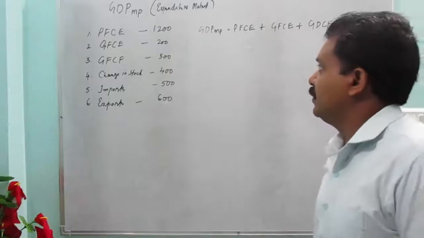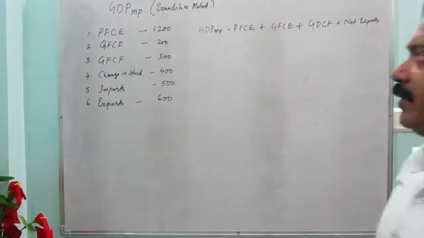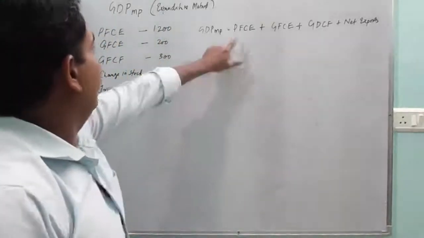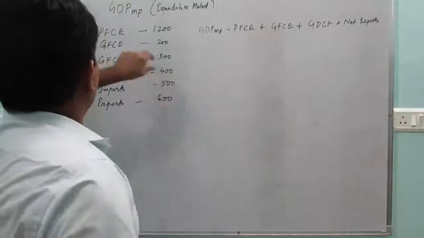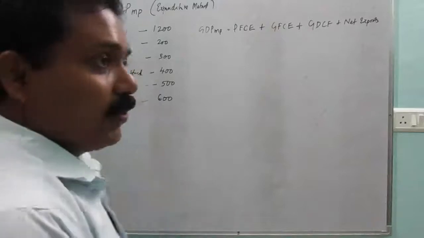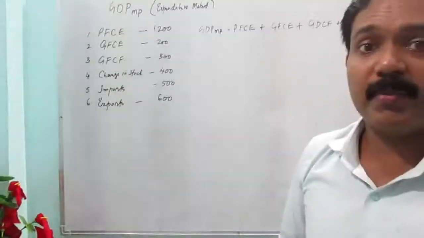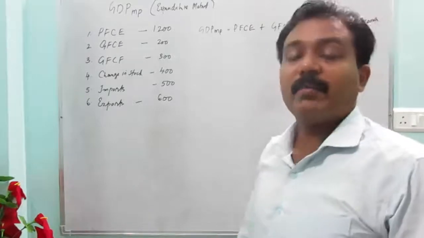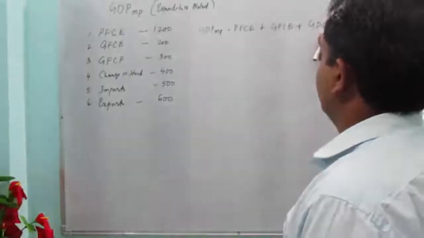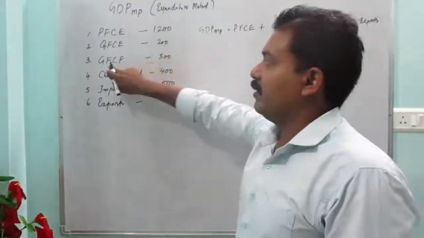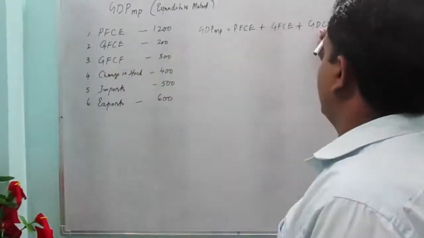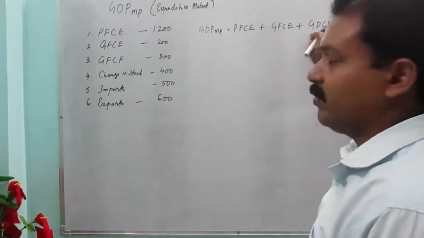This is a formula. Now here you have to see whether all particulars are there or not. Private final consumption expenditure is here, government final consumption expenditure is here, gross domestic capital formation is not given, but gross domestic fixed capital formation is given. Immediately your mind must go: it is a part of gross domestic capital formation, a part.